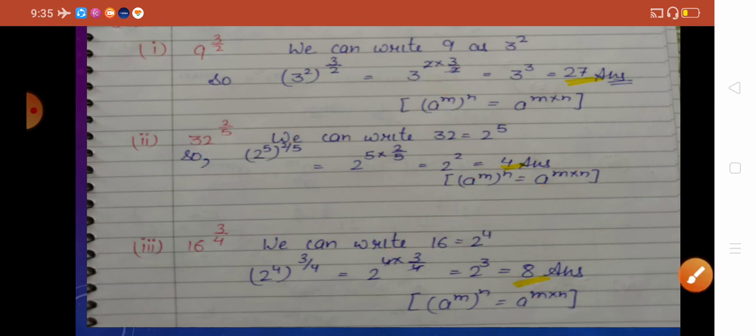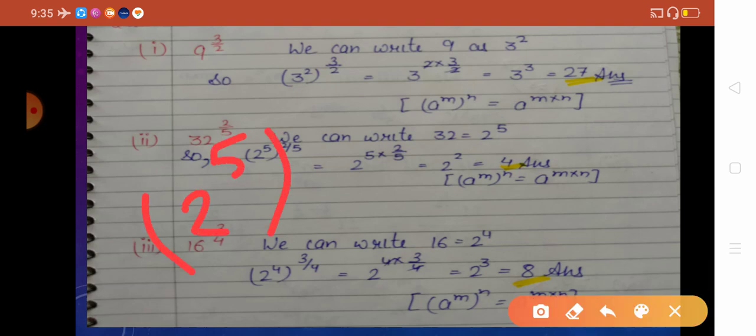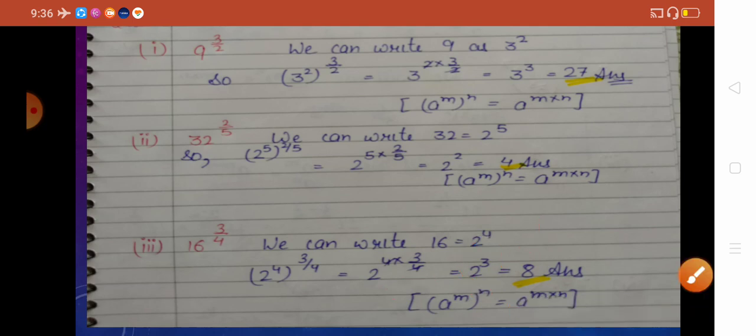Next is 32 raised to power 2 by 5. So as we know, we can write 32 as power of 2, 2 raised to power 5. So 2 raised to power 5 raised to power 2 by 5. 5 will cancel 5 and we will get 2 square, and 2 square as we know is 4. Third one, 16 raised to power 3 by 4. So we can write 16 as power of 2, 2 raised to power 4. 4 will cancel 4 and we will get 2 raised to power 3, and the answer is 8.